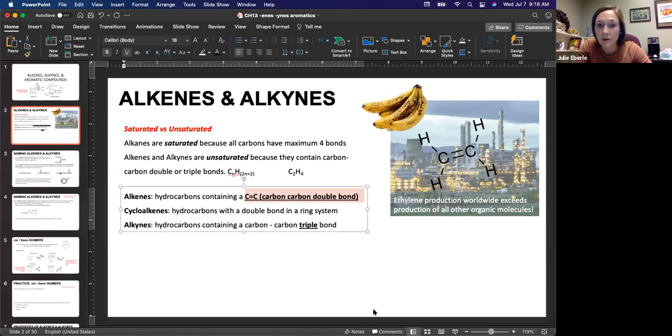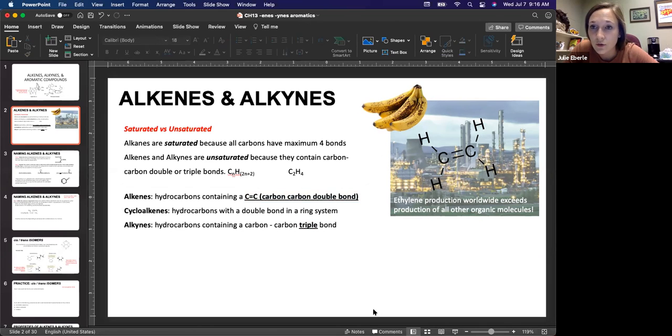Definitely be working on memorizing those functional groups. Okay, you're going to need to have those memorized for exam 1. So don't wait till this weekend to memorize those.